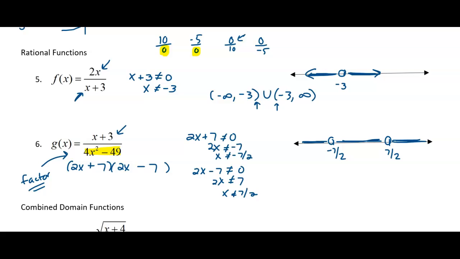So we only have to worry about the bottom, the denominator, and then just use your number line to write out your domain. So it's going to be -infinity to -7/2, your middle section, which is -7/2 to 7/2, and then this right section, which will be 7/2 to infinity. And this would be your domain.